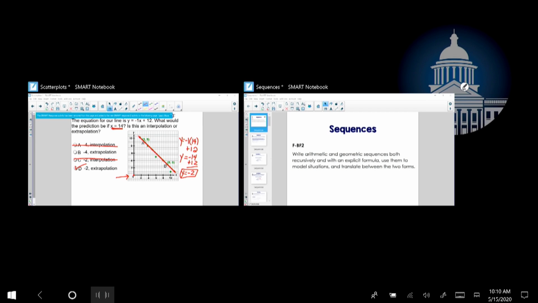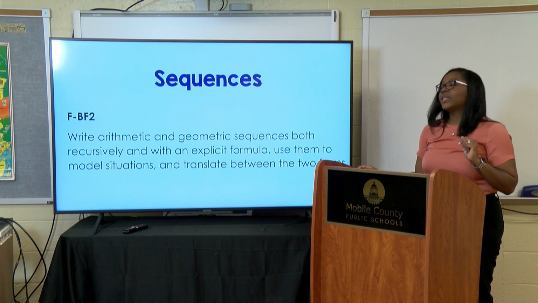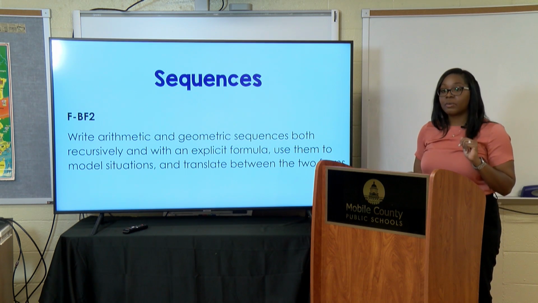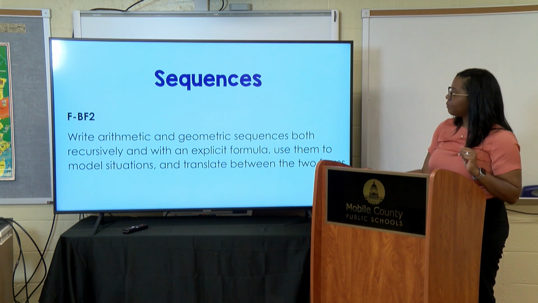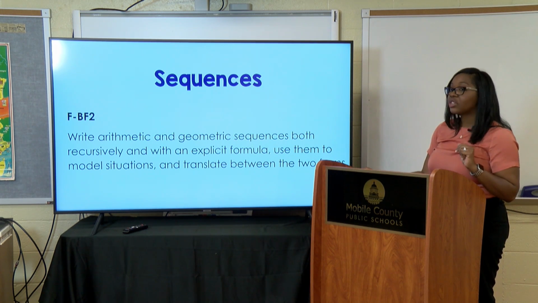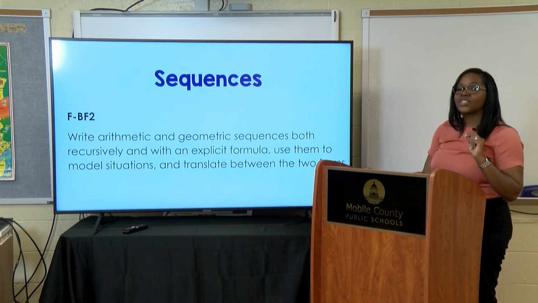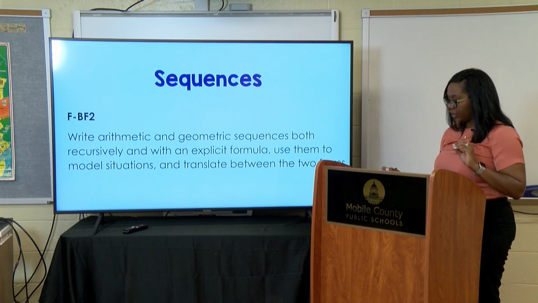Okay, so now we're going to shift gears. We're going to look at sequences. Based on our standard, we can determine our goal. We're going to write arithmetic and geometric sequences, both recursively and explicitly. And we're going to use these sequences to model situations and translate between two forms.